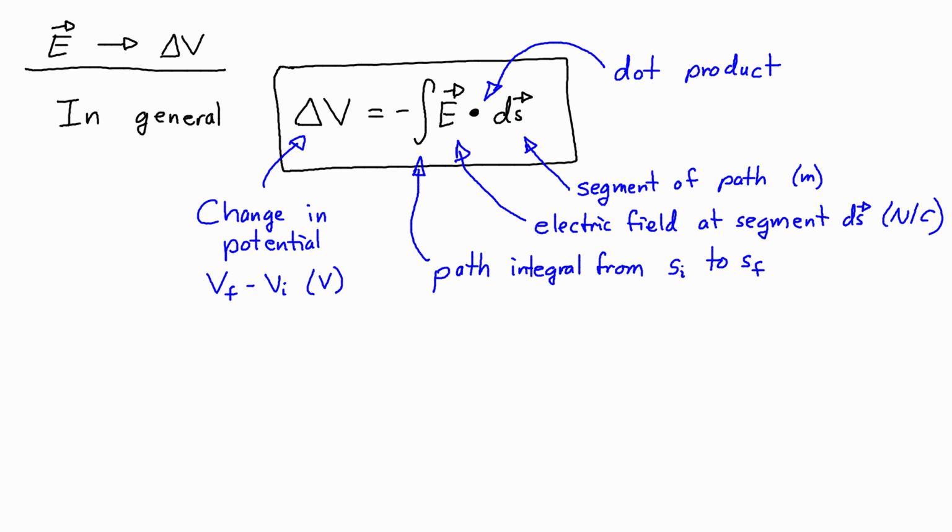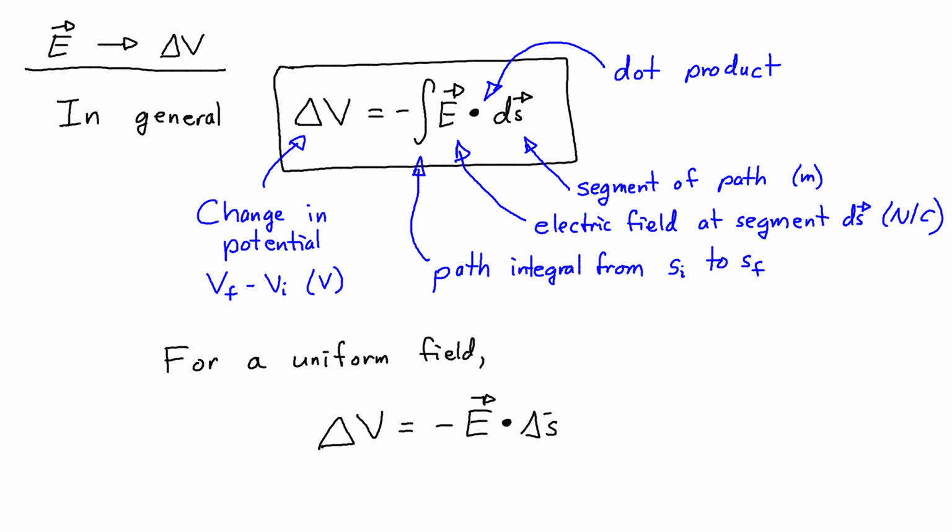Now, depending on your particular prof, you might not have to use this general formula very often. It turns out that for a uniform field, so that's a field that has the same value everywhere, this integral simplifies to negative E, the electric field, dot product delta S. So before we had to consider the path integral from S_I to S_F, in this case, delta S is just really S final as a position minus S initial. But again, we have the dot product and we have the electric field vector, and we'll get a scalar out of that that's equal to the change in potential, or the potential difference from the initial position to the final position.